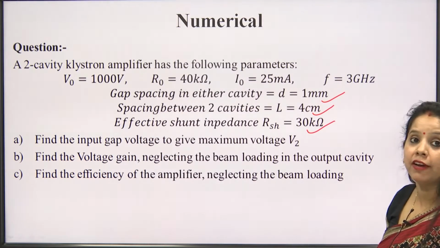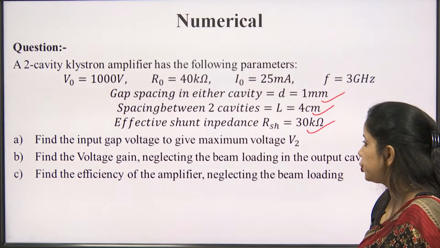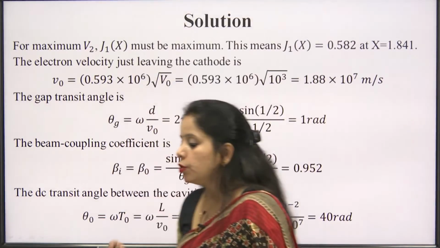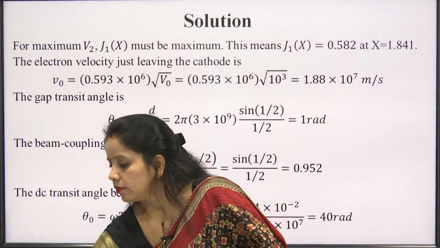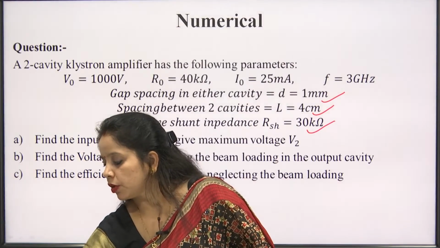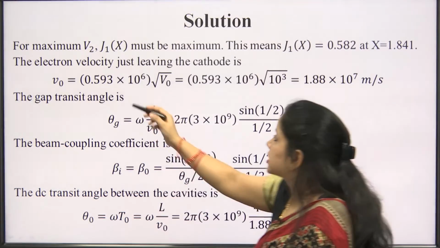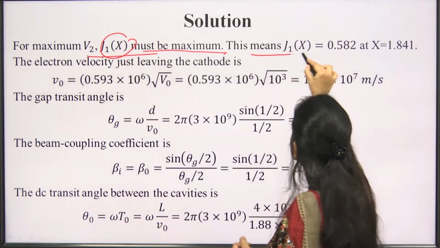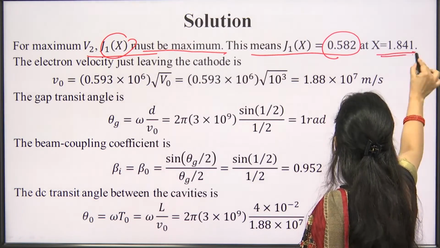Find what? You have to find the input gap voltage to give maximum voltage V2, the voltage gain and the efficiency of the amplifier. So, what are we going to do first? First we have to find the input gap voltage to give maximum voltage V2. For maximum V2, J1(x) must be maximum. This means J1(x) is equal to 0.582 at x equal to 1.841.